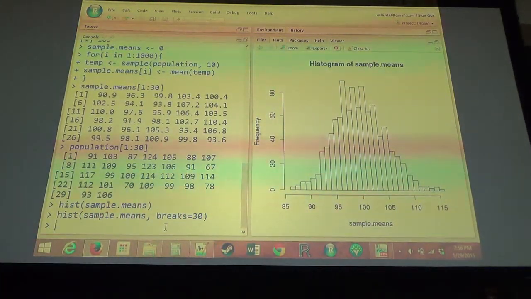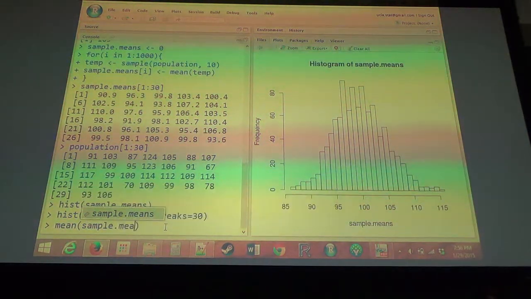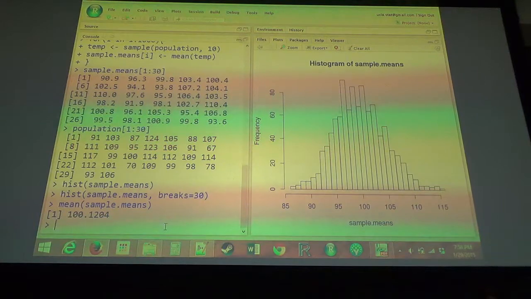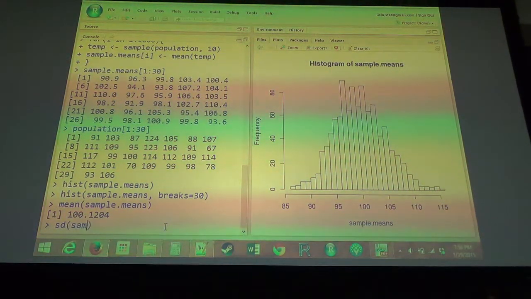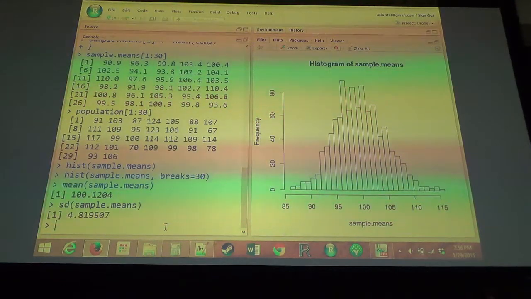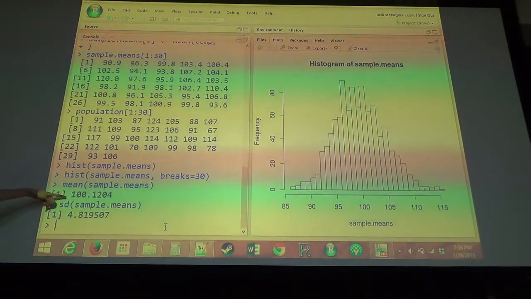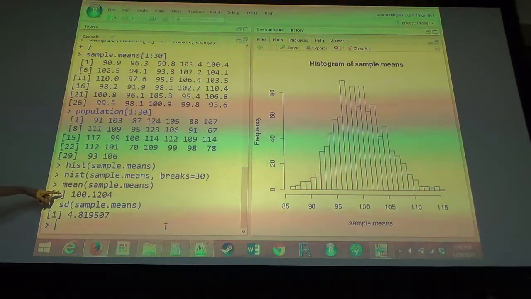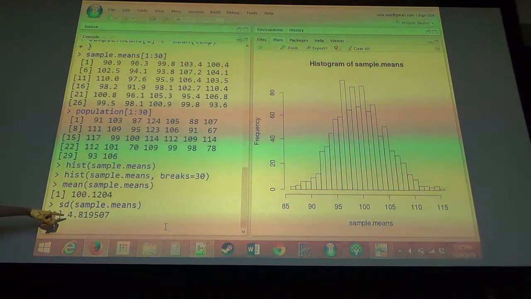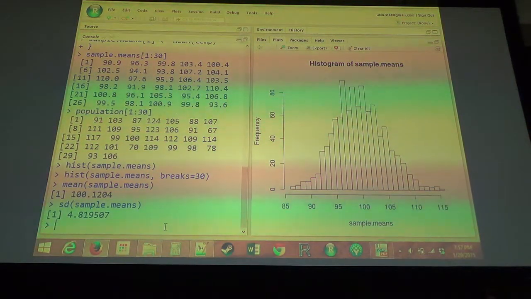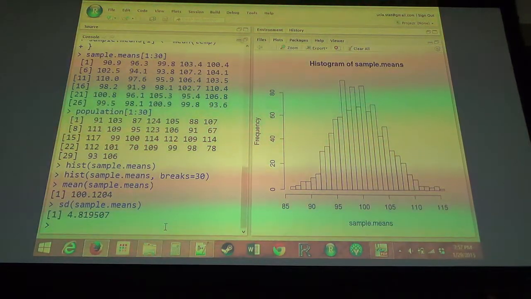And we can ask for the mean of all of these sample means. We're getting 100.1204. And I can ask for the standard deviation. So we see that the mean of all the sample means is very close to the original population mean, but the standard deviation is much smaller, at 4.8 versus 15, and we have 100 versus what was basically 100 before.